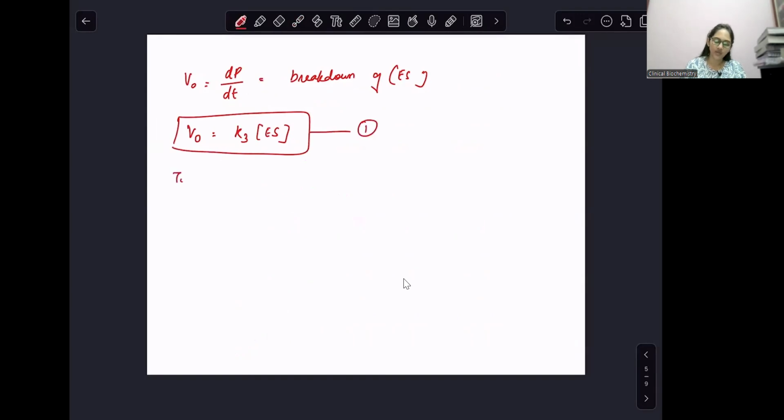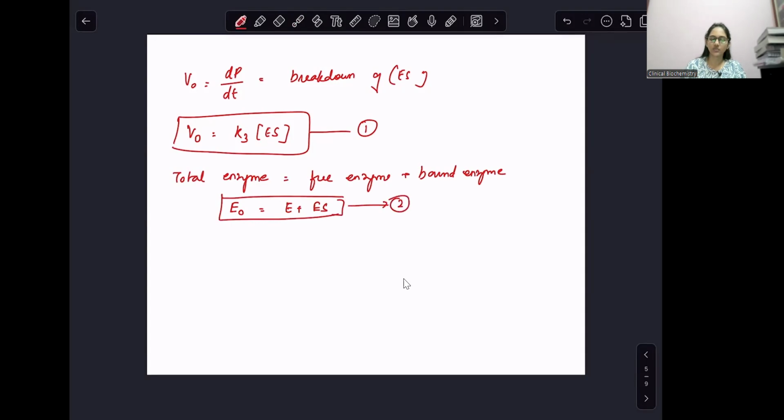Okay. Now, what is the total enzyme concentration? So some enzymes can be free in the reaction or some enzymes can be bound with the substrate to form enzyme substrate complex. Is it not? So total enzyme should be equal to the free enzyme plus the bound enzyme. Yes, do you agree? So total enzyme E0 is equal to, I will write it as free enzyme is just E and bound enzyme is ES. Okay. Now, this is one more equation that we need to remember. So, this is the second equation.